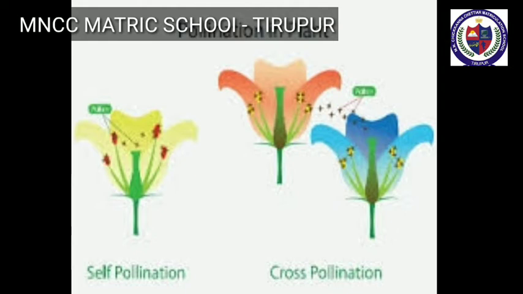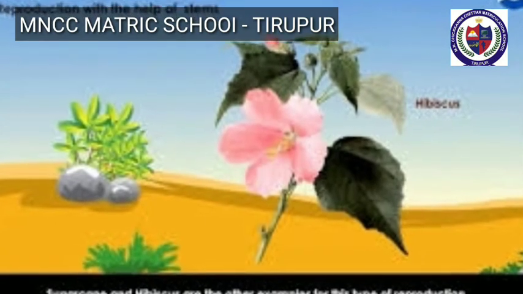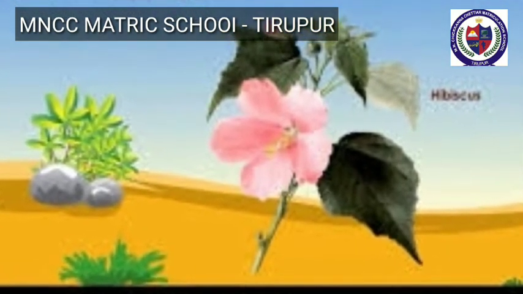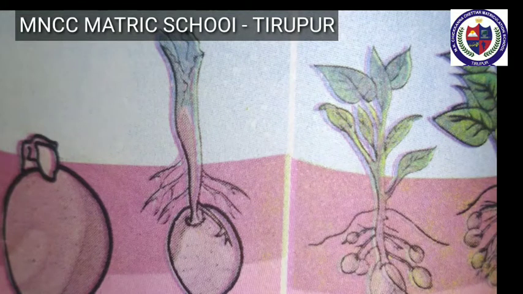Reproduction. The process by which plants and animals produce young ones and increase their number is known as reproduction. When plants reproduce from seed, we call this process sexual reproduction. All other ways of reproduction without seed are called asexual reproduction.